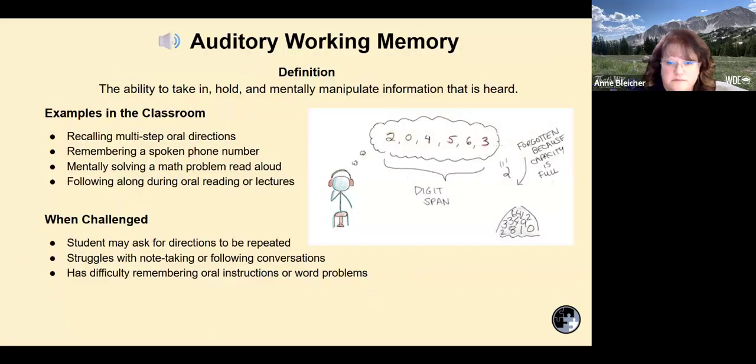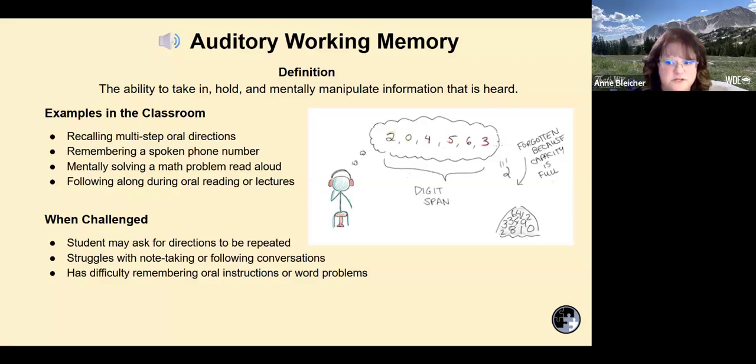There are two primary classifications, I guess, of working memory. The first one is auditory working memory, and this is just how you take in information that you hear and manipulate it so that you can do something with the information. In the classroom, it's heavily involved in listening to directions, following multi-step verbal directions, and participating in discussions. That's all auditory working memory.